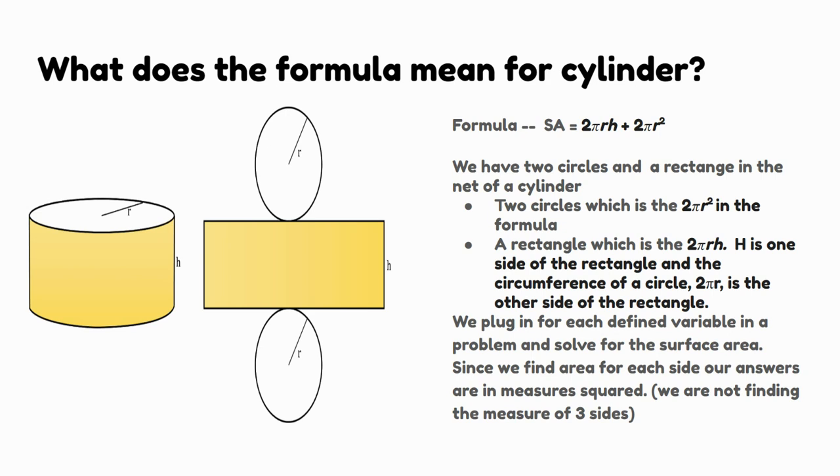And remember that that's going to go around the ring like in a can. So that's why that's the circumference. So we plug in for each defined variable in the problem, and solve for surface area. Since we're finding the area for each side, our answers are measured in squares. We're not finding 3 measurements like feet, feet, feet. We're finding 2 of the parts.